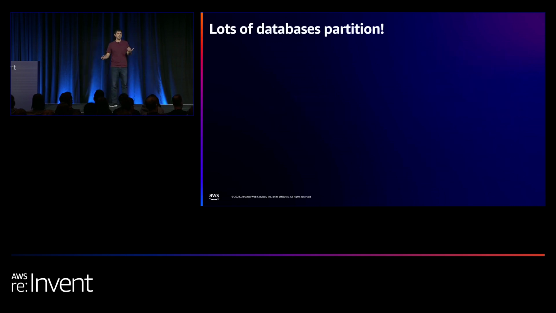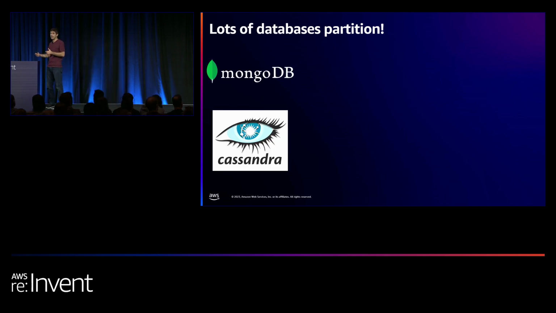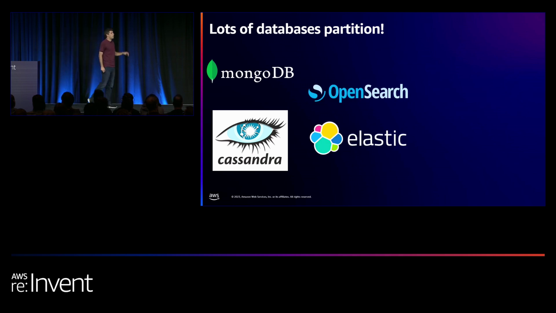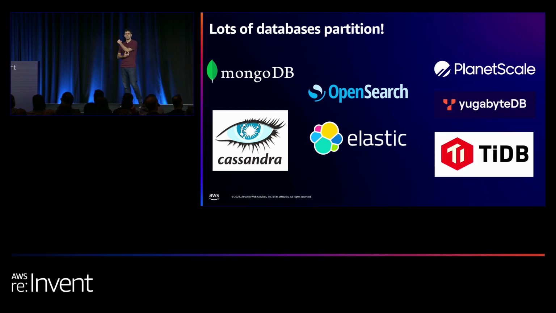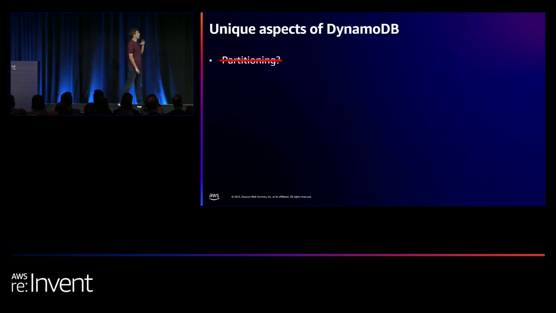But anymore, there are lots of databases that partition, right? Like we talked about other NoSQL databases, MongoDB, Cassandra. They partition. I think Dynamo is very different from them. OpenSearch, Elasticsearch, that partitions, and even relational databases now. We have a lot of NoSQL databases, PlanetScale, Yugabyte, TiDB, lots of different databases are using that partitioning mechanism to horizontally scale your data. So I actually don't think partitioning is that unique about DynamoDB, or what makes DynamoDB unique. So what does make it unique?